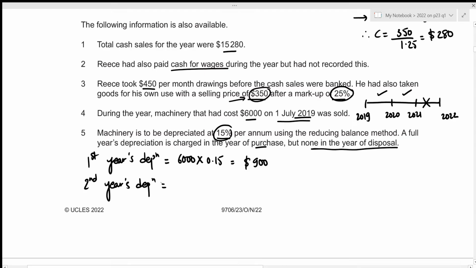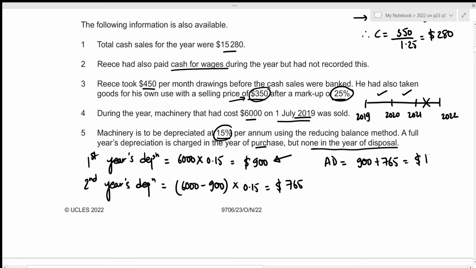For the second year, the accumulated depreciation will be the depreciation of last year. In this case, that's 900, so that's 6,000 minus 900. This gives our net book value. Then we can multiply it with the rate of 15%, which we can write down as 0.15. And this results in an amount of 765. So the total accumulated depreciation for the disposed machinery is 900 plus 765, which results in an amount of 1,665.